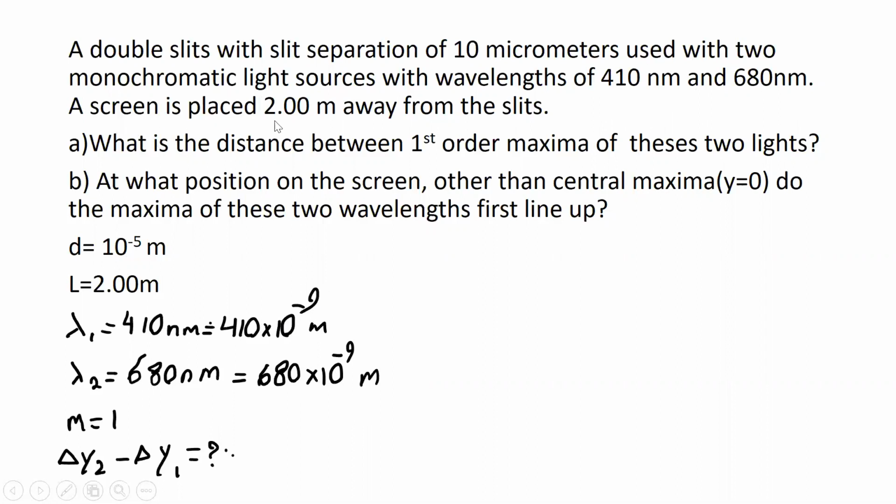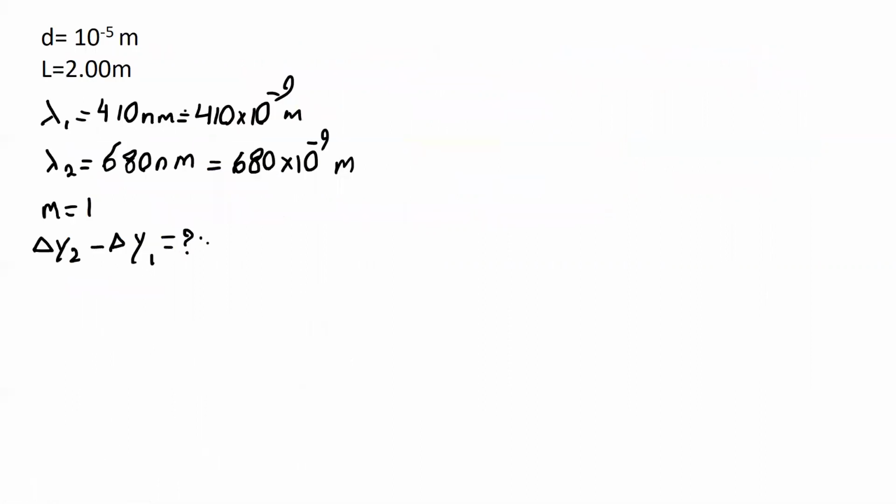And the screen is 2 meter away from the slit. So it means L equals 2 meter. What's the distance between the first order maxima of these two lights? So it means m equals 1, and they ask us about delta y2 minus delta y1. In my previous video, I explained a formula to solve this type of problem. I summarize the question here, and I write the formula that you need to use in order to solve this problem.